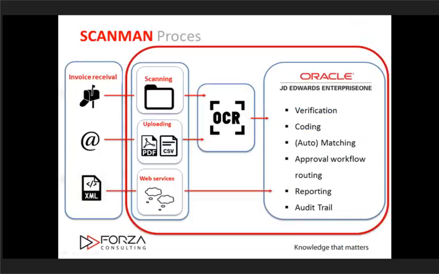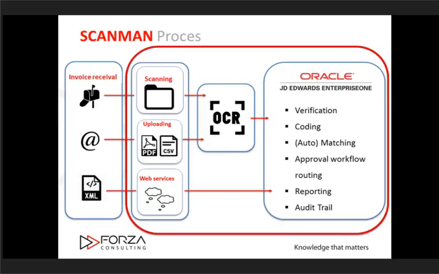So taking a look at the ScanMan AP process. On the left side of your screen, we see supplier invoices coming into your organization. Typically these are hard copy invoices coming in by mail or fax, or more or less your paper invoices. But we also see your PDF invoices coming in by email, and for some customers we also see them receiving XML invoices, which are electronically formatted invoices coming in by sometimes EDI.